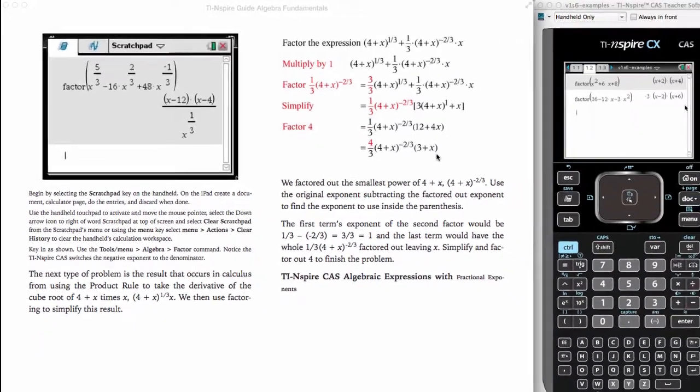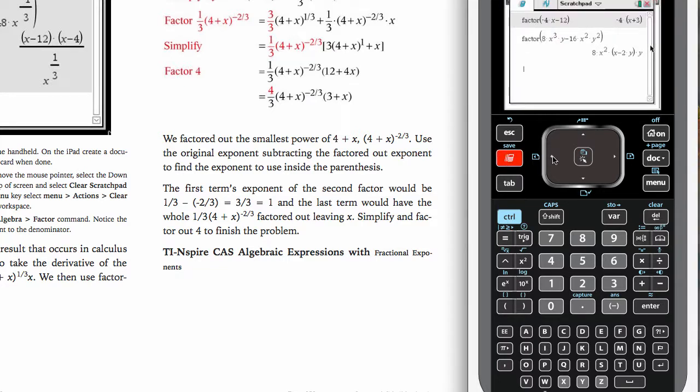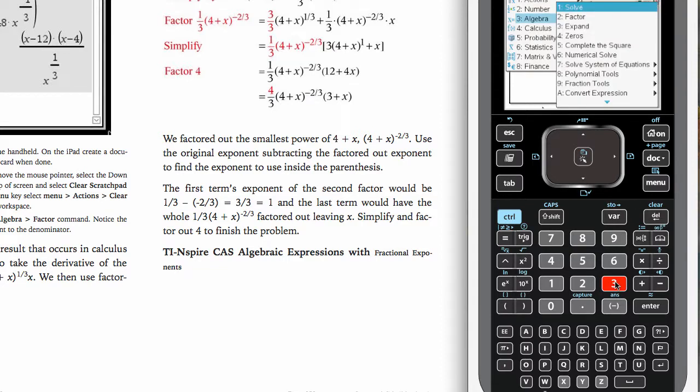Let's go ahead and take a look at this one on our calculator, because it's quite messy, and it's likely that the calculator is also going to turn out to have a messy answer. So let's go to our scratch pad. Let's clear out our scratch pad. Menu, 1, 5. Then we want to factor this expression. So we're going to put in menu, algebra, factor.